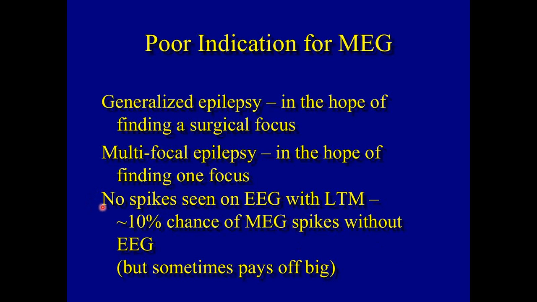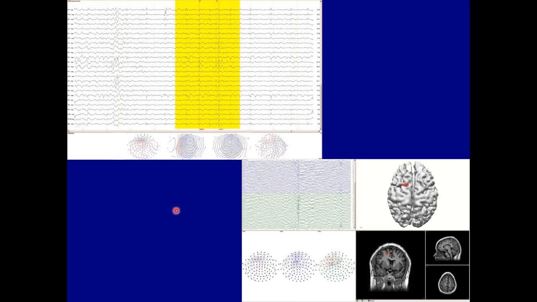The other issue is there are often patients who have no spikes seen on EEG with long-term monitoring, no EEG spikes. In my experience, that means there's about a 10% chance of MEG spikes being present without the EEG. Now, that is a small percentage, but sometimes it pays off big. And here's an example of when it was worth it to try the MEG.